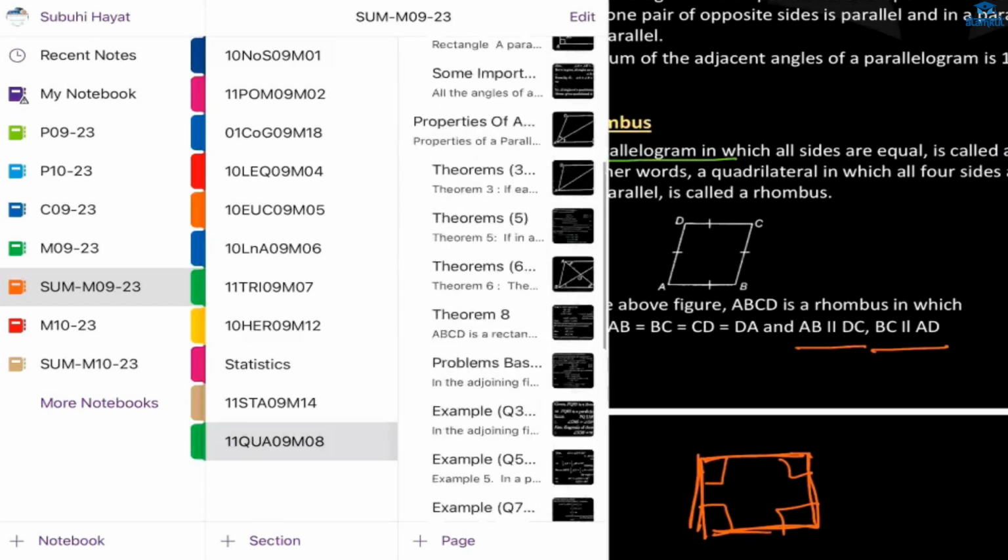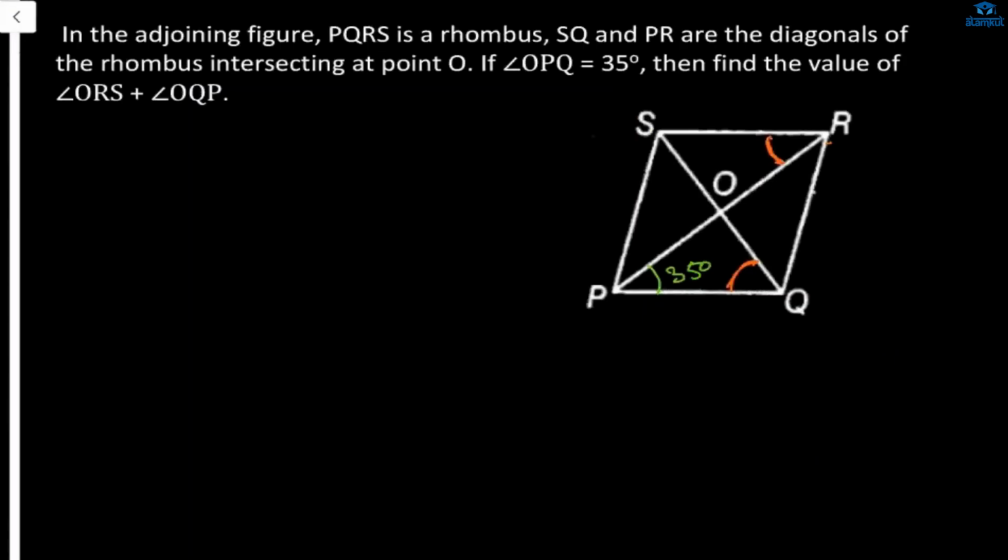Where is question number 3? Now, since we know that the diagonals of a rhombus bisect each other at 90 degrees, this will be 90 degrees, because here a rhombus is given, not just a quadrilateral. Since it is 90 degrees, we can find out this angle. This angle will be 180 degrees minus 90 degrees plus 35 degrees. Yes or no? So it will be 180 degrees minus 125 degrees.